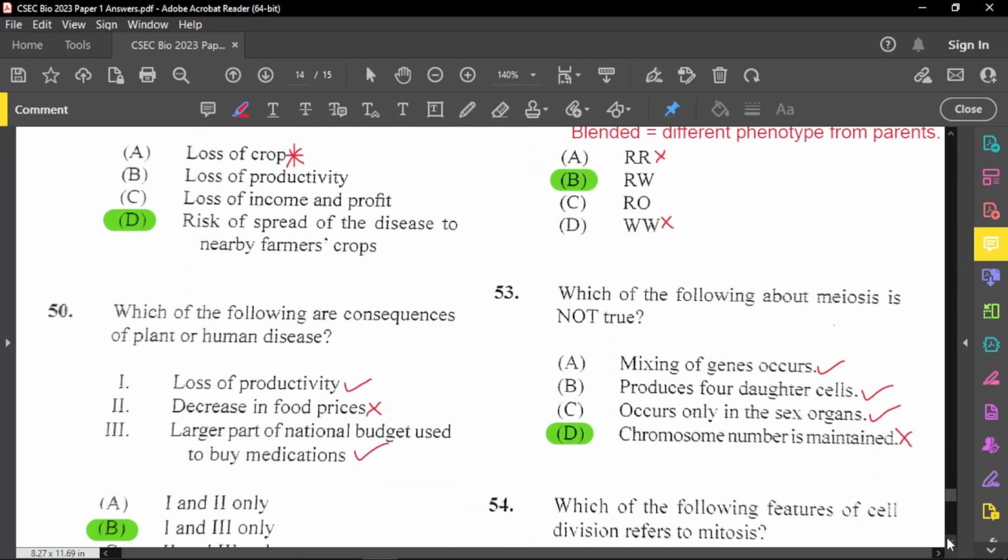It's not the same. Now, codominance is when you see both showing up. None is dominant over the other, like the AB blood group, for example. Notice the AB blood group, right?